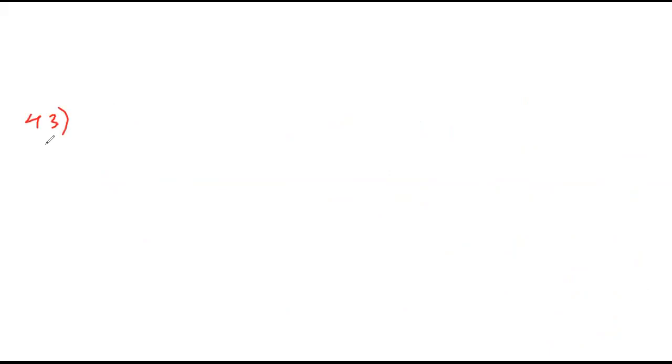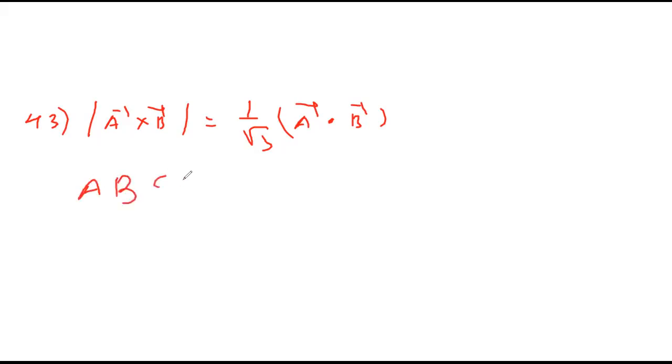Modulus of vector product, means cross product, is 1 upon root 3 times the dot product, means scalar product. Then what is the angle between the vectors? Please try. I think you all will get the answer. 30 degrees will come, probably. Let us check. Yes, sir, it's 30 degrees.